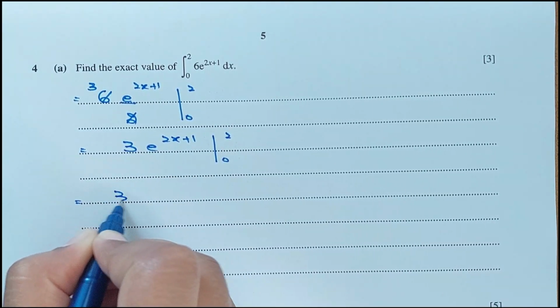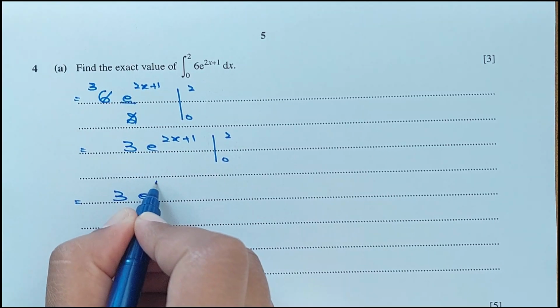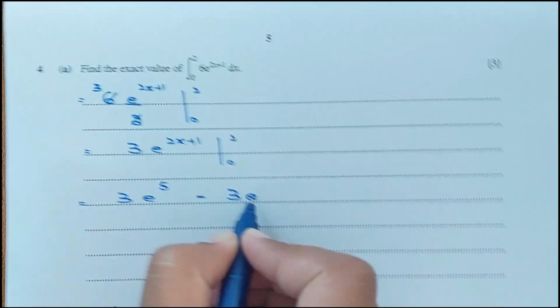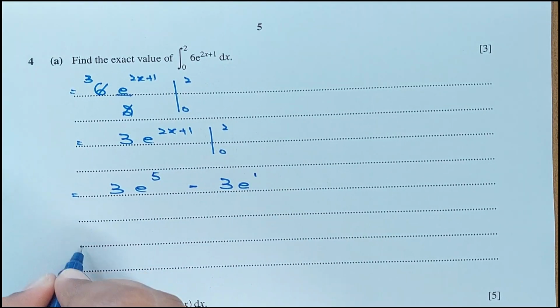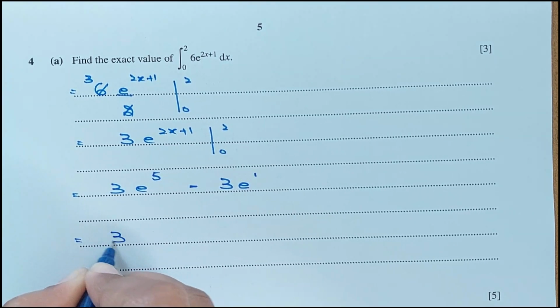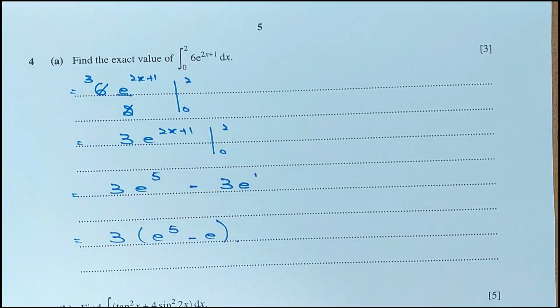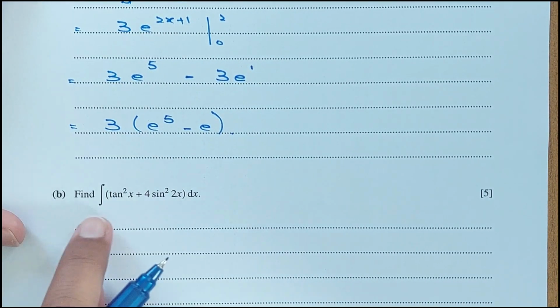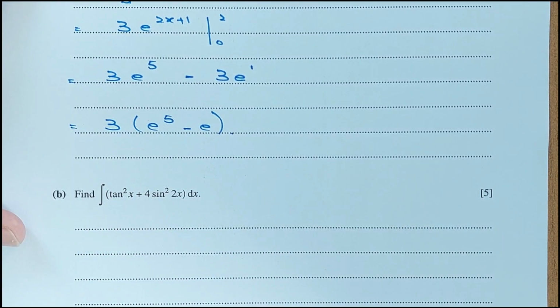Substituting the upper limit, 3 e power 2 times 2 is 4, 4 plus 1 is 5. Minus 3 e power 2 times 0 is 0, plus 1 is 1, right? So the solution is, we can say, taking 3 common, 3(e^5 minus e), right? Now for part B, find the integration of tan square x plus 4 sin square 2x dx.